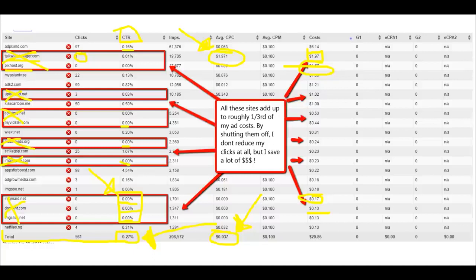That's optimization, because I can tell I should be paying 3 cents per click, and on these sites I'm paying way more than that, if I'm even getting any clicks at all. So that's optimization in action. I hope that makes sense.